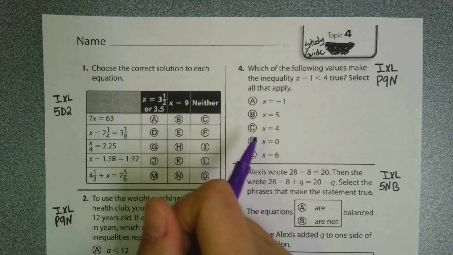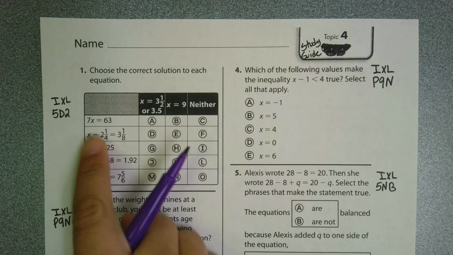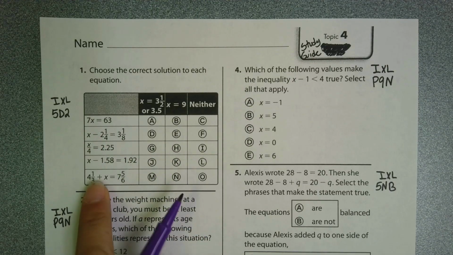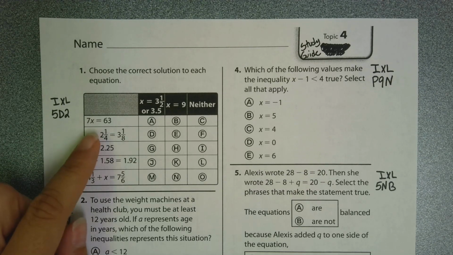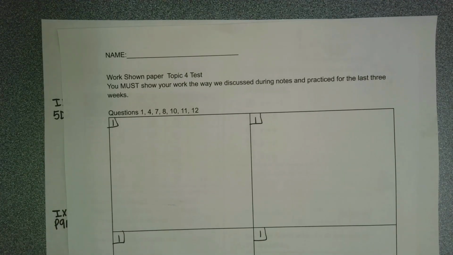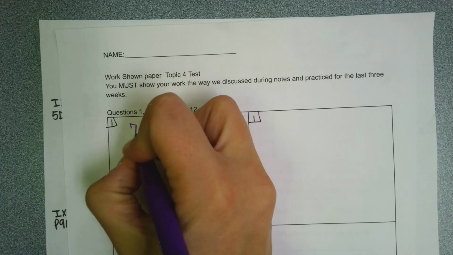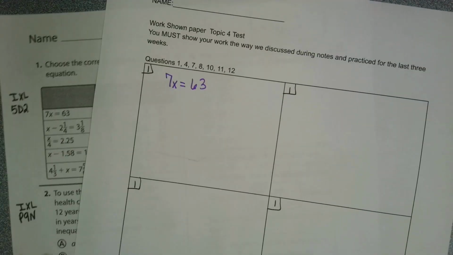Number 1 says choose the correct solution to each equation. So you have two options here. You can either take those numbers and plug them in for x, or you can use your work shown paper like we discussed in class and solve for x and then go back and see if it was the answer choice. So if I have 7x equals 63, I'm going to go over to my work shown paper and I'm going to put the 7x equals 63.